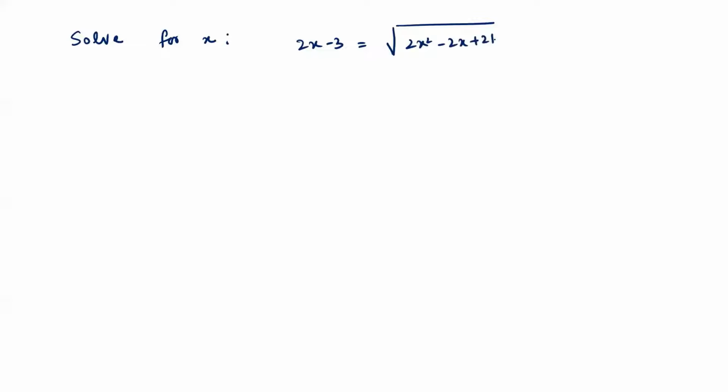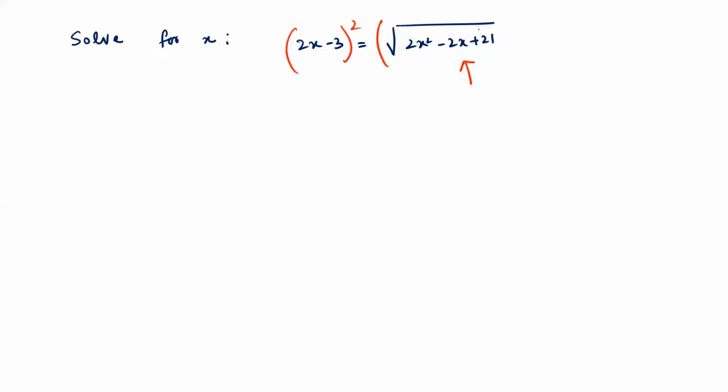Here again, we don't have a quadratic equation in standard form. So what should we do here? How will I simplify this? How will I solve for x here? We see that on the right hand side, we have a square root. How do I get rid of the square root?